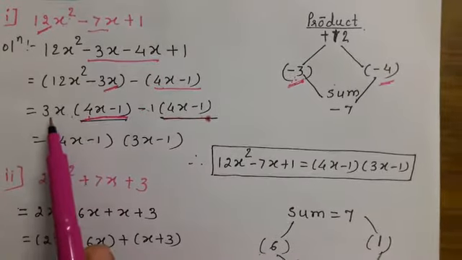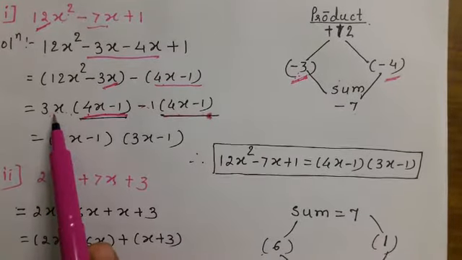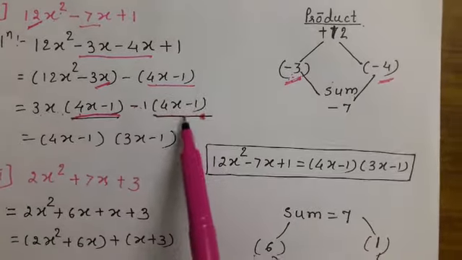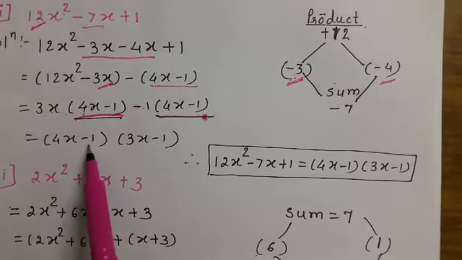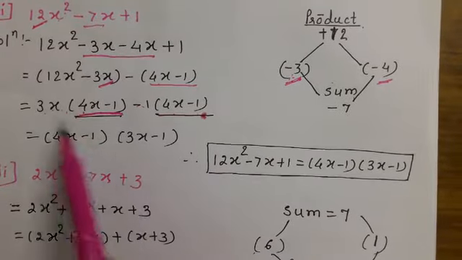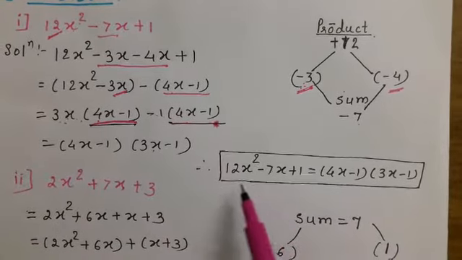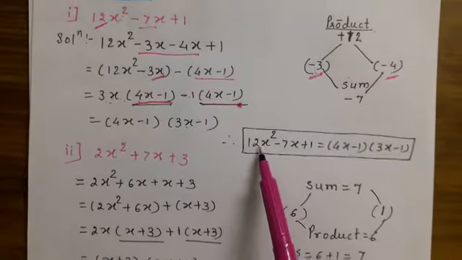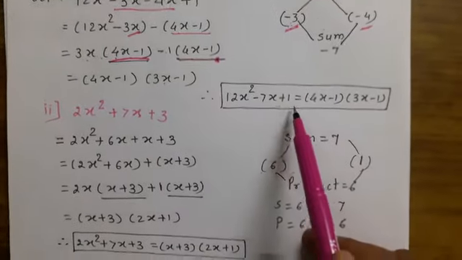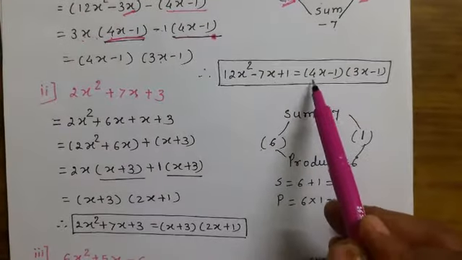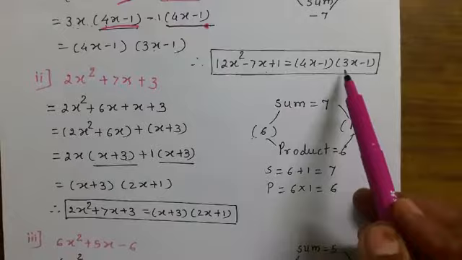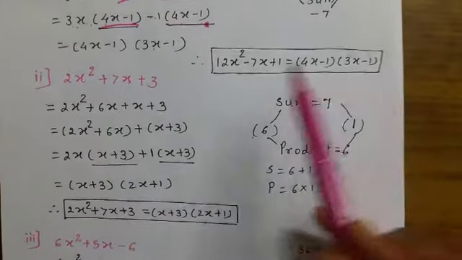So are you finding in the first term 4x minus 1 is common, in the second also we will find 4x minus 1, and what is the rest here? 3x, and here is a minus 1. That's why the factorization of 12x square minus 7x plus 1, we got two factors: 4x minus 1 in the first bracket and 3x minus 1 in the second bracket.